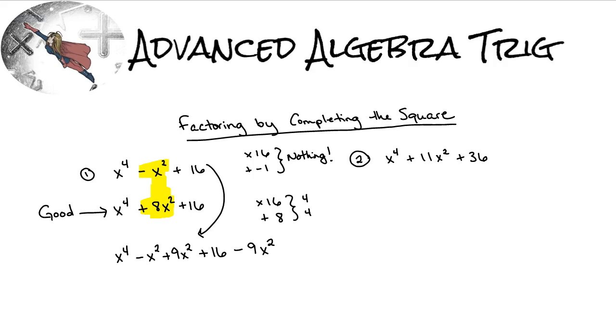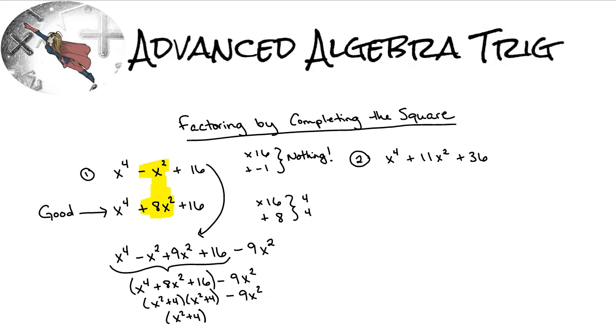So now what I have, if we combine like terms in here, we do have x to the 4th plus 8x squared plus 16, and then minus that 9x squared at the end. And then if we group it 3 and 1, like on that other page, we could proceed and factor everything. So this will factor into x squared plus 4 times x squared plus 4, and the minus 9x squared is at the end. This is the same as having x squared plus 4 squared minus 9x squared. Then we can factor that by doing square roots.